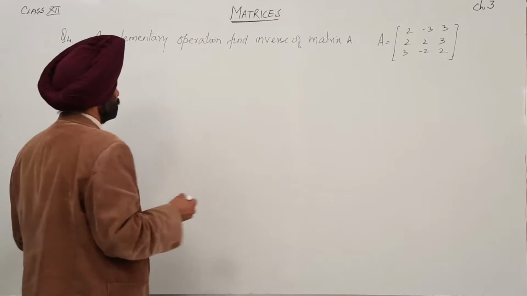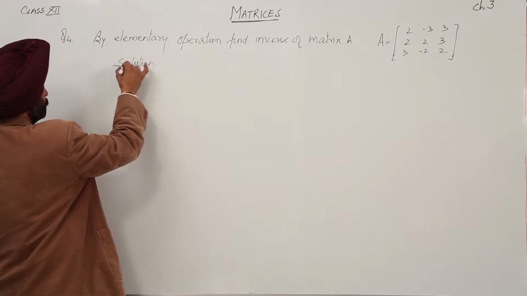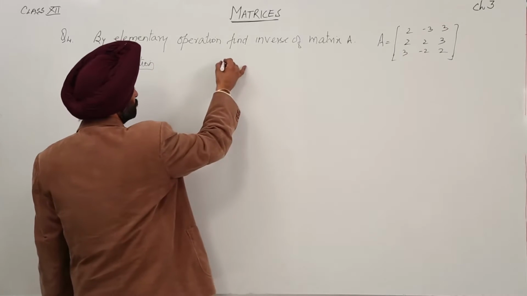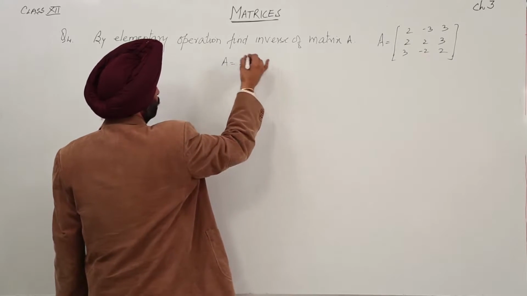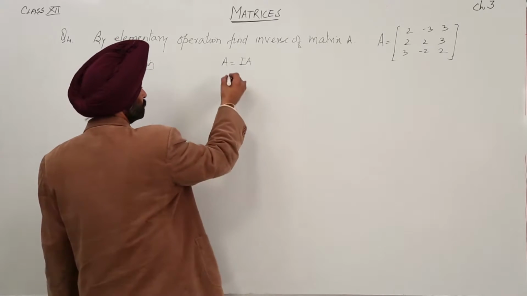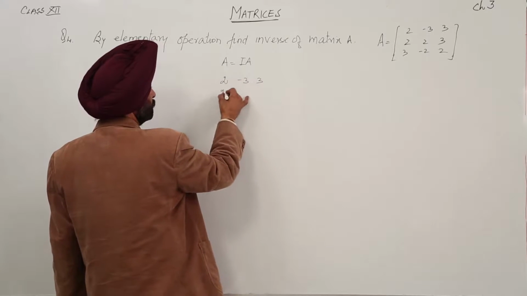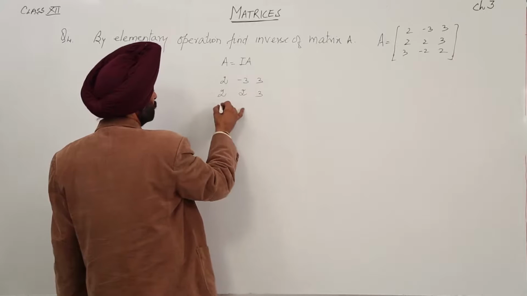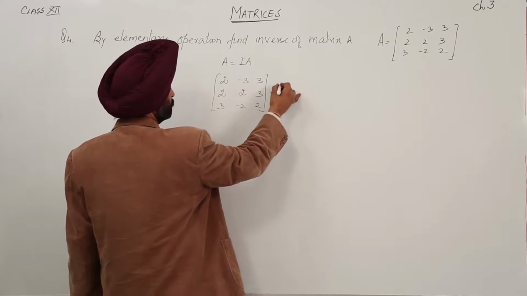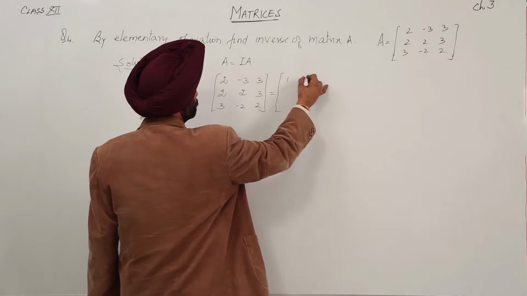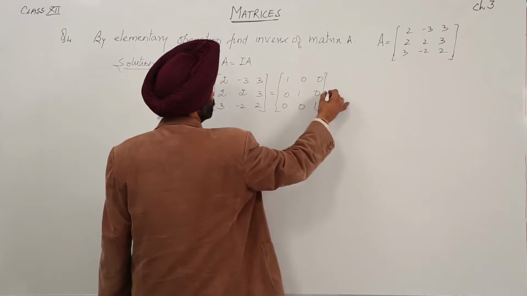Now step number 1, we are starting with, first of all what we have to write, always to start we are writing A is equal to IA. So our question becomes now 2 minus 3 3, 2 2 3, 3 minus 2 2. Starting from the first step, I is 1 0 0, 0 1 0, 0 0 1, with A.